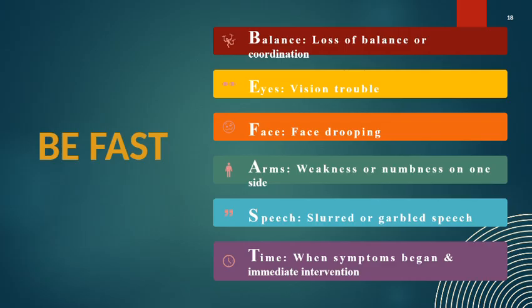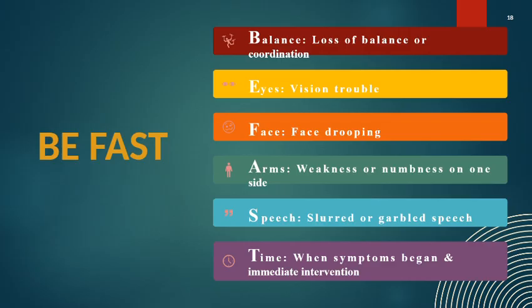The E stands for eyes. A stroke can cause sudden changes in vision, such as double vision, loss of vision in one eye, or loss of half the visual field. Patients may say they cannot see from one side or that the world looks blurry or dark. Visual changes happen because of decreased blood flow to the occipital lobe or cranial nerves involved in eye movement.